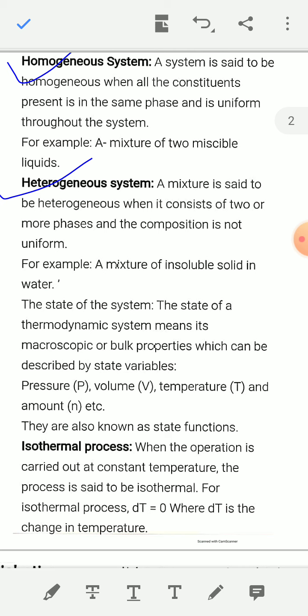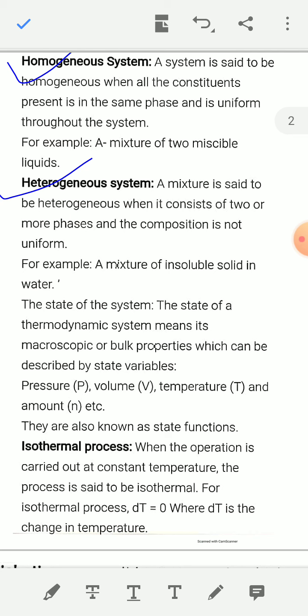Second, heterogeneous system. A mixture is said to be heterogeneous when it consists of two or more phases and the composition is not uniform. For example, a mixture of insoluble solid in water is an example of a heterogeneous system.